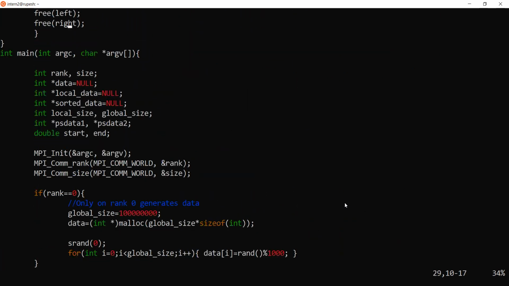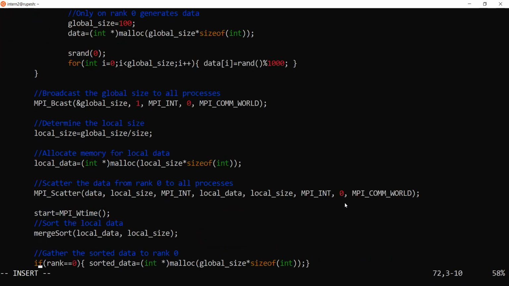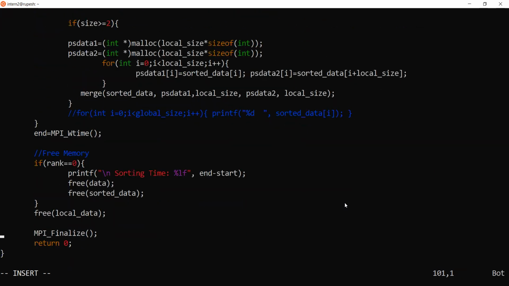Here I consider the global size is 10 power 9. Instead of 10 power 9, I would like to show the execution for 100 elements. For 100 elements, definitely I can comfortably print those 100 elements on the screen.